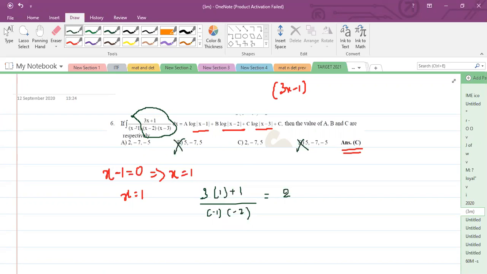So to find B, what I will do? B is from x minus 2. B is the coefficient of x minus 2. Therefore, equate x minus 2 to 0. That is x is equals to 2. And substitute x is equals to 2 in terms other than this term x minus 2. Leave that term outside. Substitute x is equals to 2.